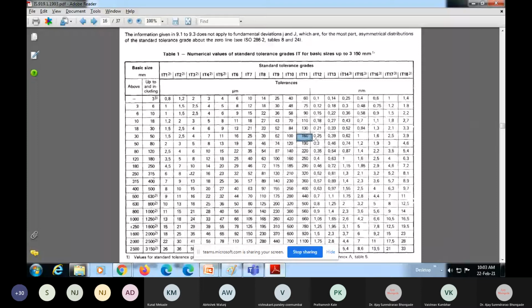Am I audible? Yes, sir. So this particular row, and IT11 corresponds to 160. So 160 micrometers is the standard tolerance. So when I use the word G11, that 11 means it's 160 micrometers.